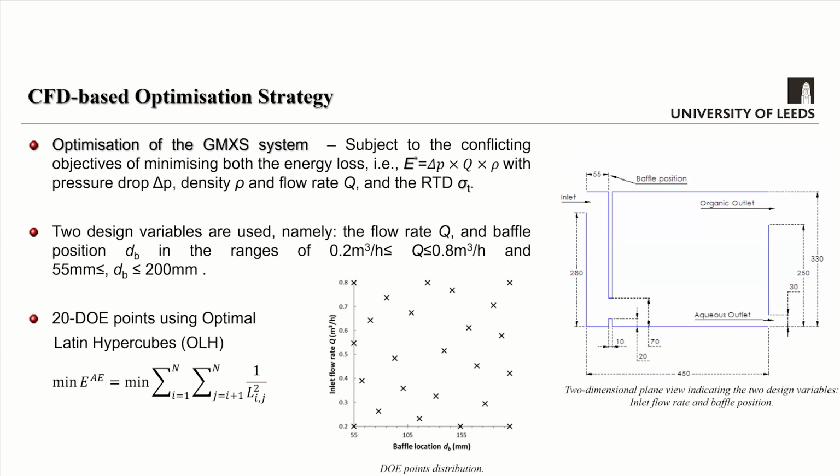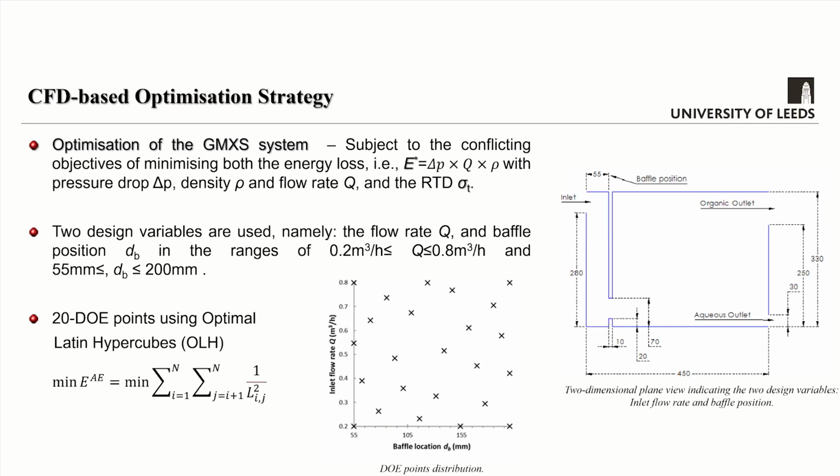This is the range of the flow rate, and the baffle will change from this 55 mil to, so this will move like that, okay? So what are the objectives? We have a system. I think the idea is to minimize energy. And we also want to minimize the sigma t.